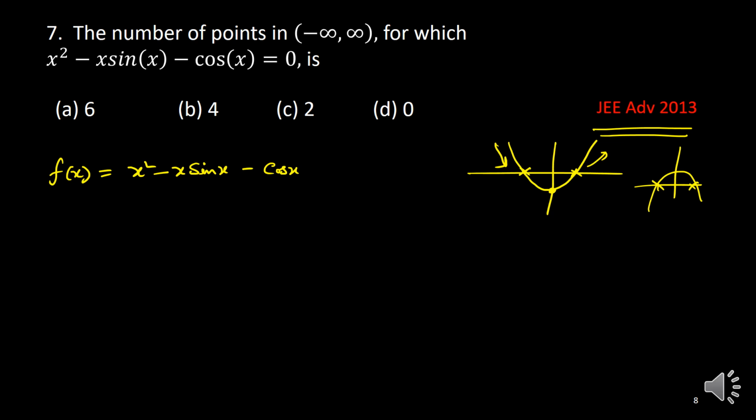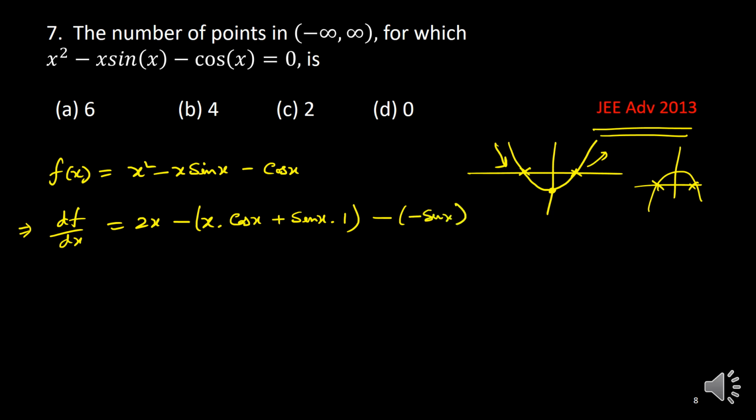So to get the decreasing or increasing function, we will take the derivative of this function with respect to x. So if I take the derivative, x square derivative is 2x. Now this one I will keep x constant, sin x derivative is cos x. Then I will keep sin x constant, x derivative is 1. Then minus cos x derivative is minus sin x.